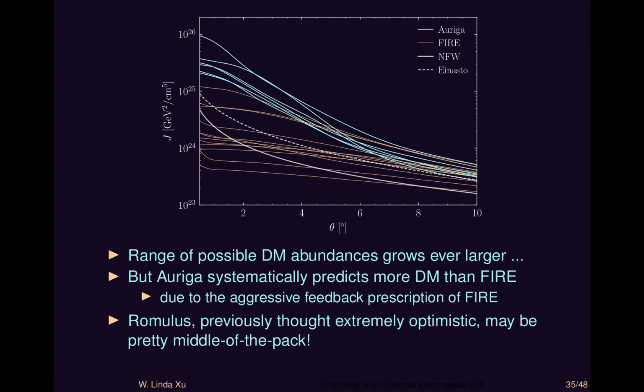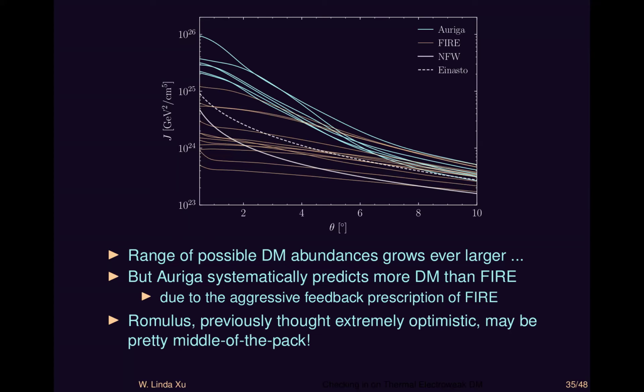They're just other hydro-intensive simulations. And the combination of Auriga and FIRE just makes this possible range of dark matter distributions much larger. But it is worth noting that Auriga systematically predicts more dark matter in the center of the galaxy than FIRE does.